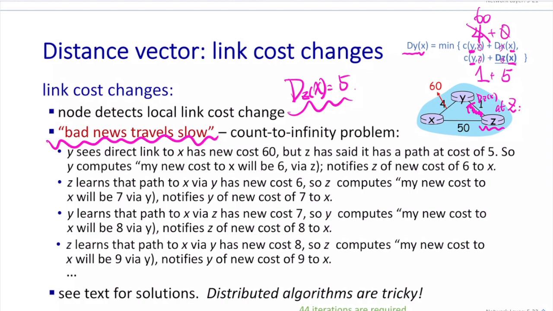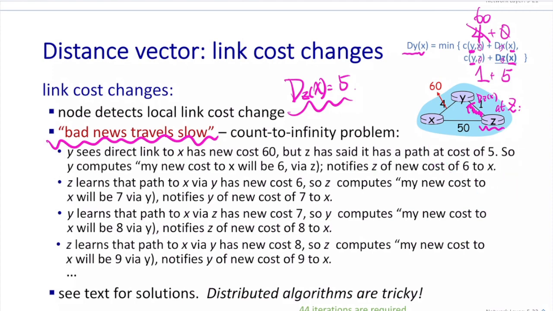becomes 60. But actually when z advertises dzx to y, y does not know how z chooses a path to x. Maybe there is another route and the cost is 5, because y does not know how z goes to x. y only has been advertised by z, and z said I can go to x with a cost of 5, but y does not know how z goes to x.